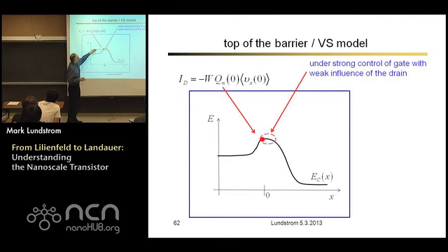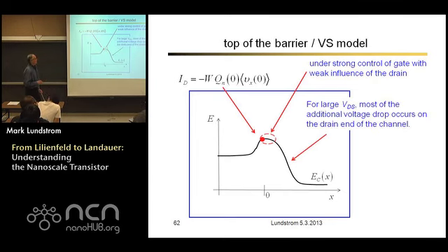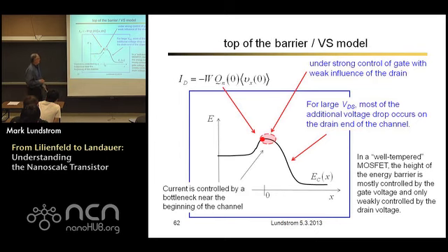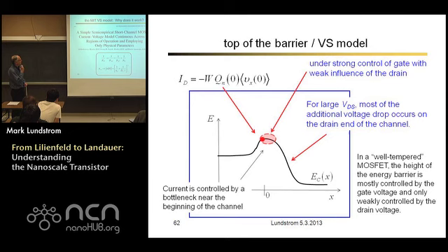This region, if it's designed properly, is strongly controlled by the gate, but weakly controlled by the drain. You add drain voltage, you pull the energy down here. Hopefully you don't pull the barrier down. Then you've got a good transistor, and the current is saturated. So if it's a well-tempered MOSFET, then the energy barrier is mostly controlled by the gate. And then there's this bottleneck, this little region here. So the magnitude of the current is controlled by, can electrons get across that bottleneck without scattering and turning around and going back to the source.